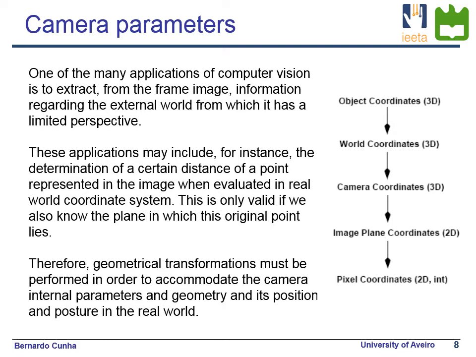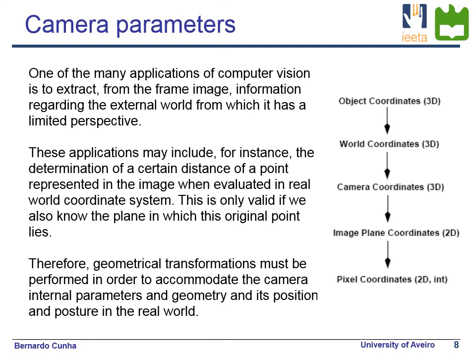These applications, of course, may include, for instance, the determination of a certain distance of a point represented in the image. The image is, in this case, the sensor of our acquisition system, when evaluated in the real-world coordinate system. Of course, I can only determine the exact coordinates in the world system if I know at least the plane in which this original point lies. Otherwise, I only get a 2D image, and it's not possible to extract 3D information from a 2D image.